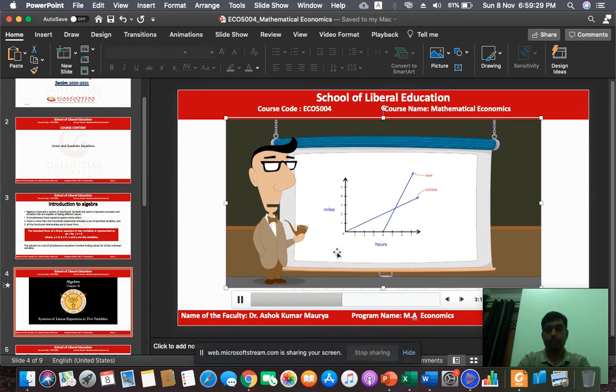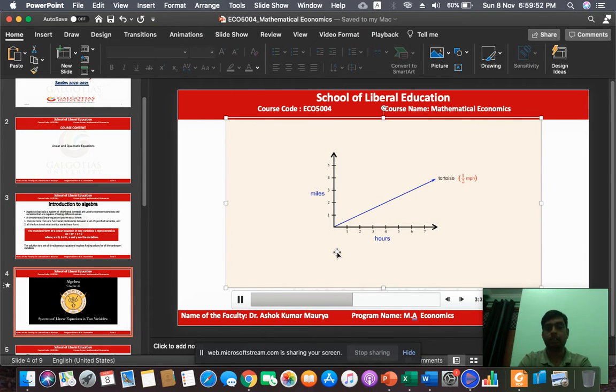So basically, with the help of equation and graphical representation, we can draw a line of speed of tortoise and speed of hare. So here x and y point, this is the intersection point of the curve of hare and curve of tortoise. That will be the equilibrium point. At that point, both will be at the same place.